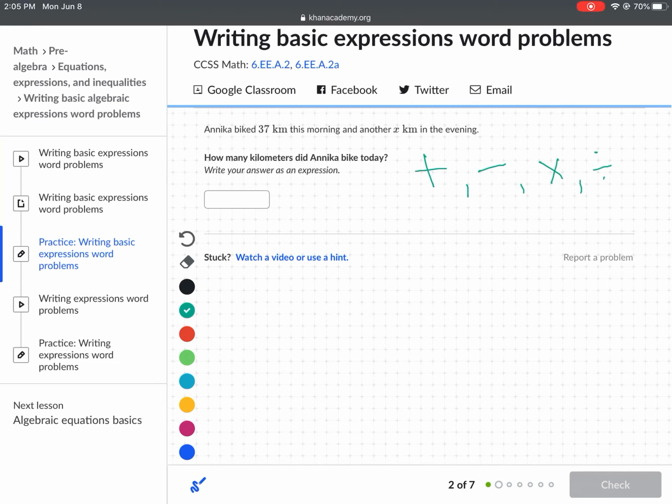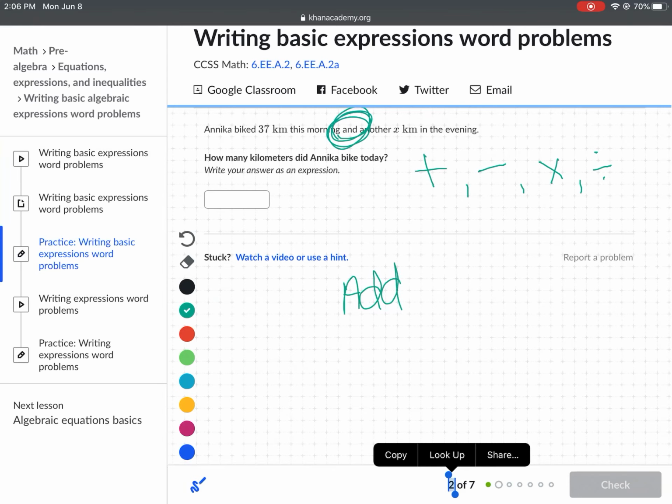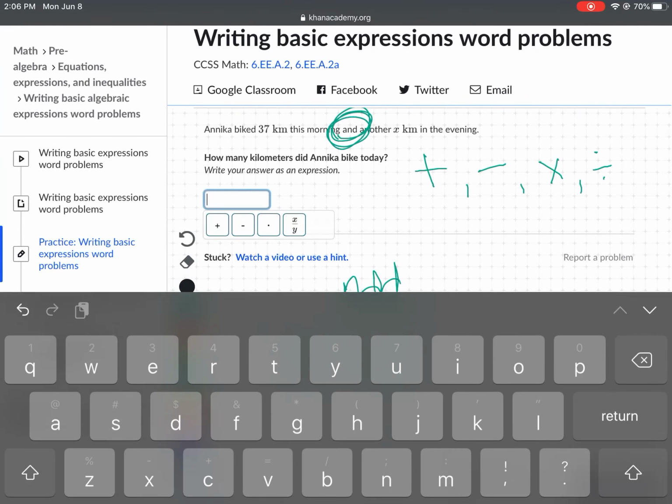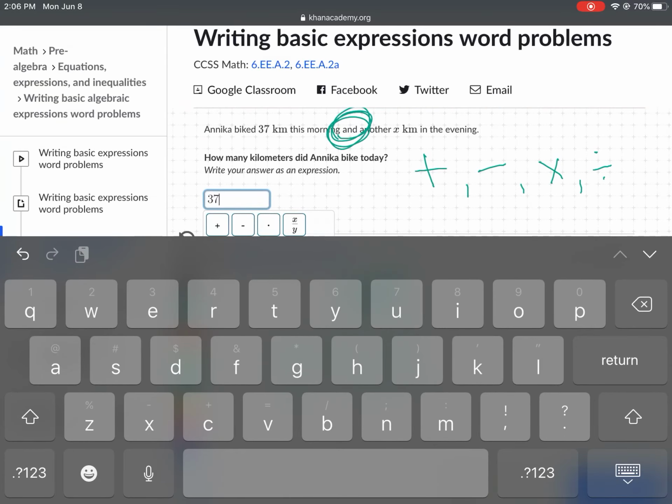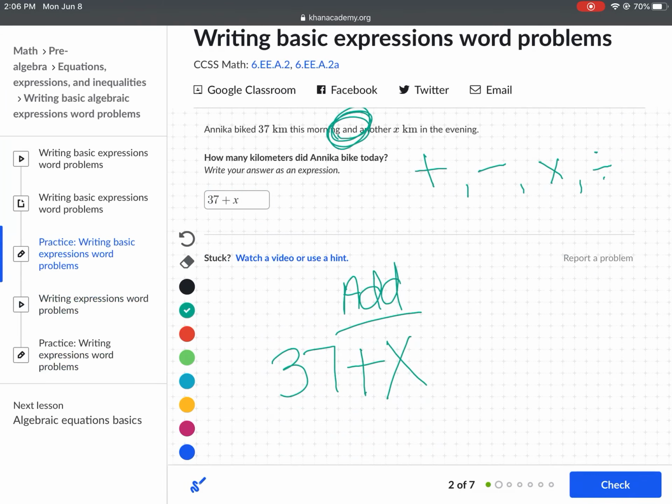Okay, and so I'm looking at this word "and" right there, which tells me that that's going to be addition. So I'm going to add here. And so I'm thinking that this is going to be 37 plus our variable, which represents an unknown amount. Okay, and so let's see if I'm correct. So 37 plus x. Let's check that. Whoop, whoop. Okay, let's go to the next one.